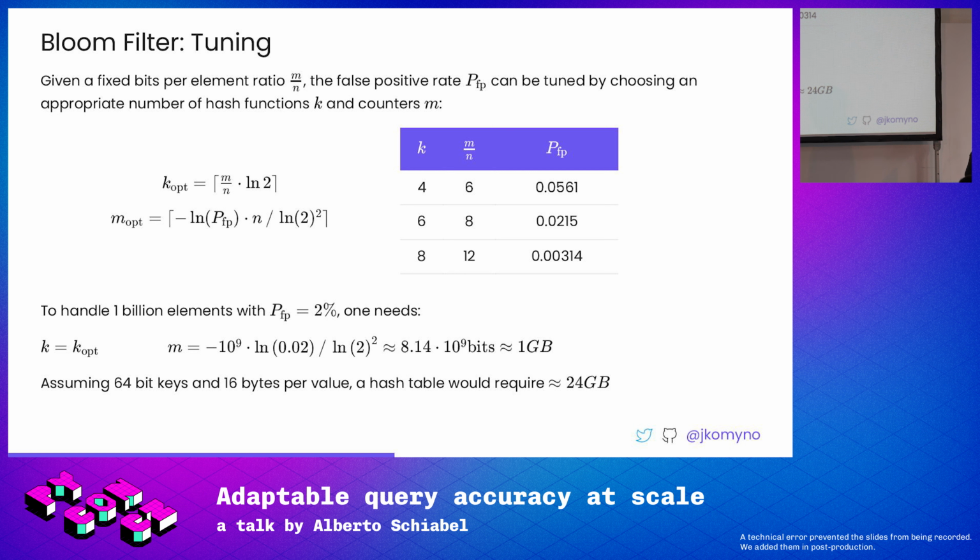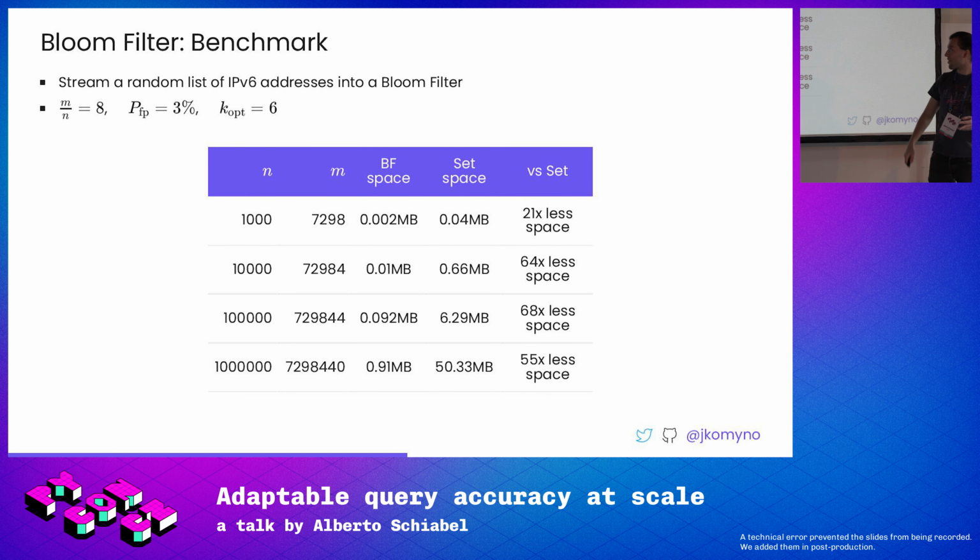This is just an example where we see that if we use a Bloom filter and we allow 2% of the time to get the wrong answer, then we can just use 1 gigabyte rather than using a hash table that will require us to store 24 gigabytes. So we already see a 24x improvement. And in other benchmarks you can perform, these results can grow higher, like 64 or 68 times better than hash tables.